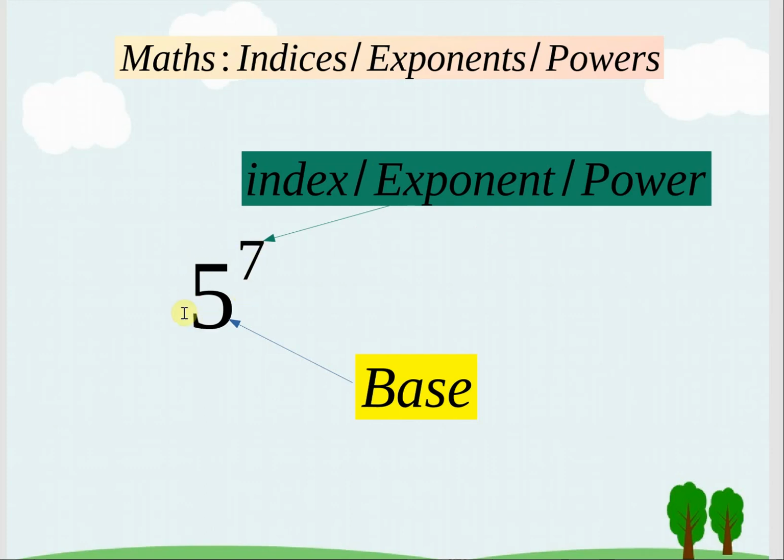This expression here can be read as 5 raised to 7, or 5 raised to the power of 7. 7 is the index, or the exponent, or the power of the expression, and 5 is the base. 7 tells us how many times 5 is multiplied by itself. Normally the exponent, or the power, tells us how many times the base is multiplied by itself.